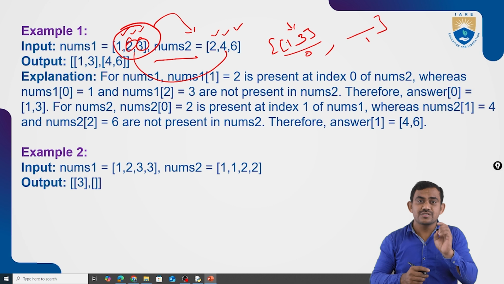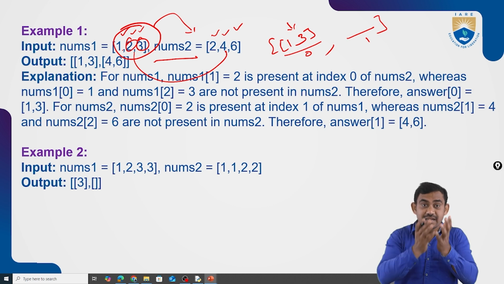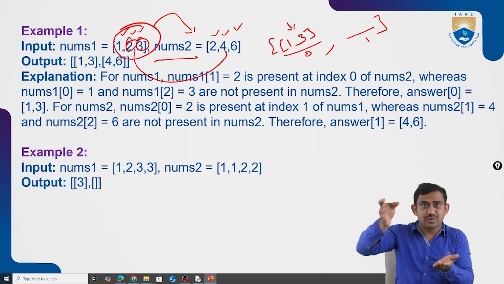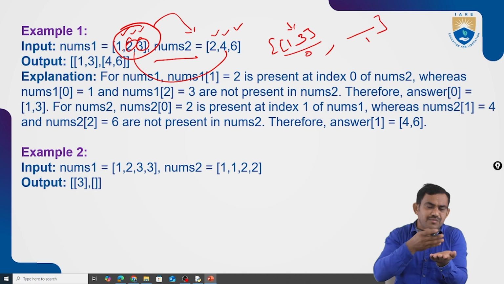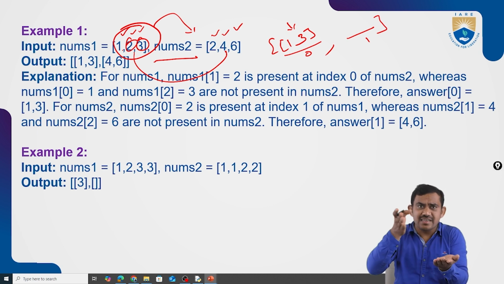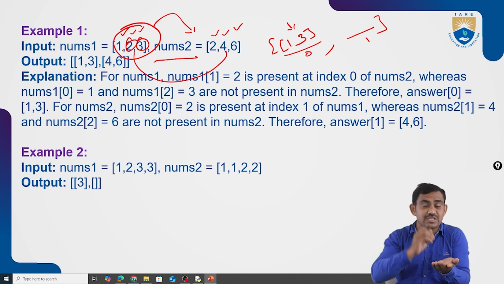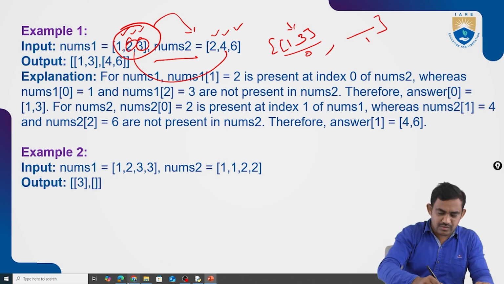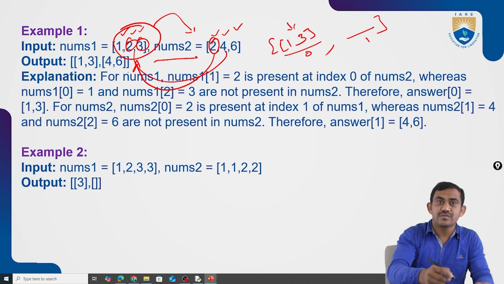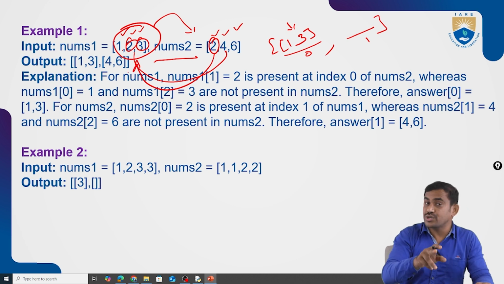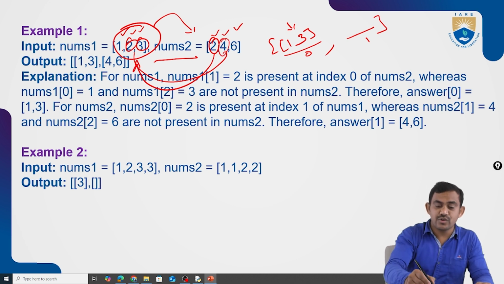Here we need to cross-check the num1 values with the num2 values. If a num1 value is present in num2, no need to append. If it is not there, then we need to append the value. Now for the other index, take 2. 2 is in your num1, yes, so no need to append. Next is 4. 4 isn't there, so in the 1st index I need to append 4. 6 is not there, so append the value 6.